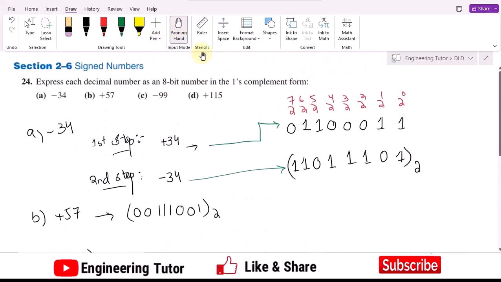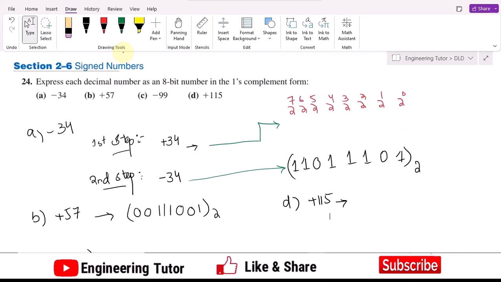So here the last one is this plus 115, and again we can see that this is a positive number, and to represent it, we have to write the binary equivalent of it. So while writing the binary equivalent, this is 64 plus 32 is 96. Okay, 96 plus 16 is how much? 96 plus 16 is 112. So how much is left? 3 is left, so this is now 3.